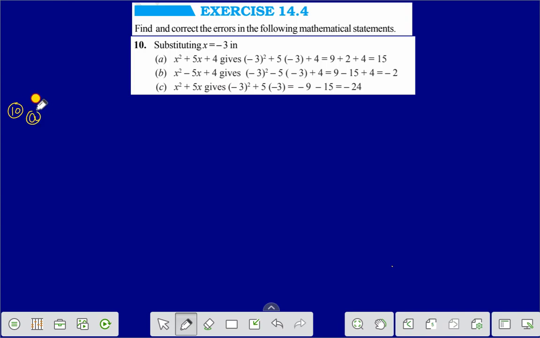10a is given as x square plus 5x plus 4 gives the value 15. Let us find. If we put x equal to minus 3, putting x equal to minus 3.